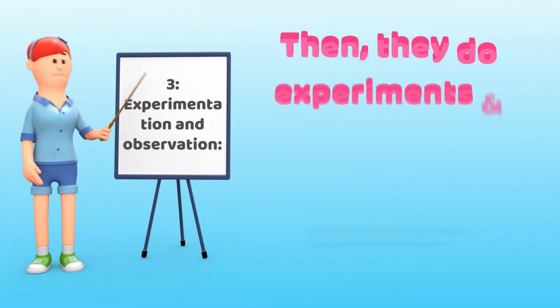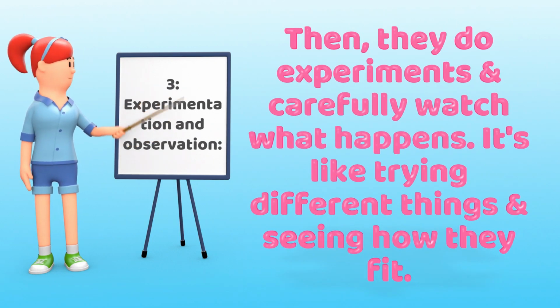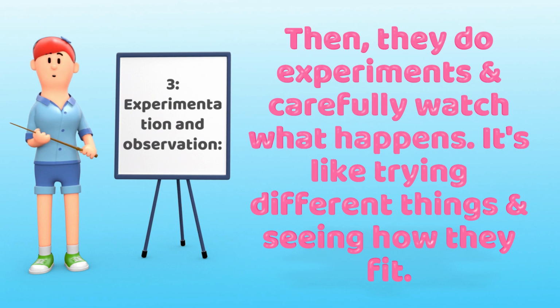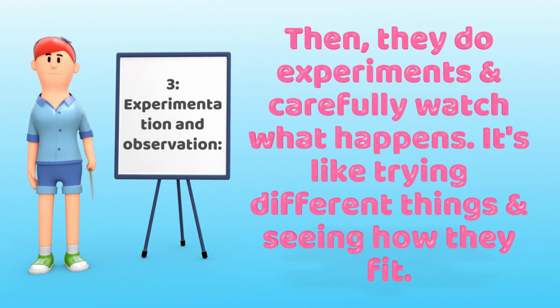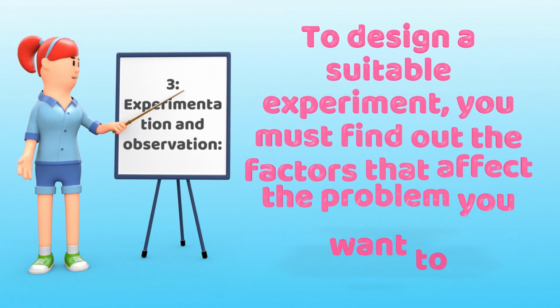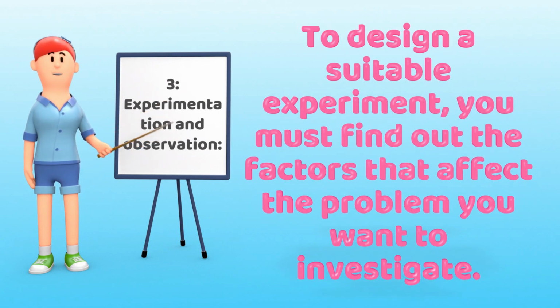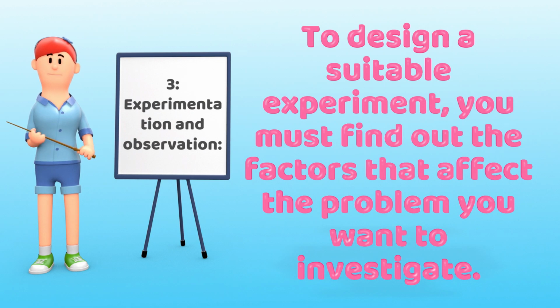Number 3, experimentation and observation. Then, they do experiments and carefully watch what happens. It's like trying different things and seeing how they fit. So, to design a suitable experiment, you must find out the factors that affect the problem you want to investigate.